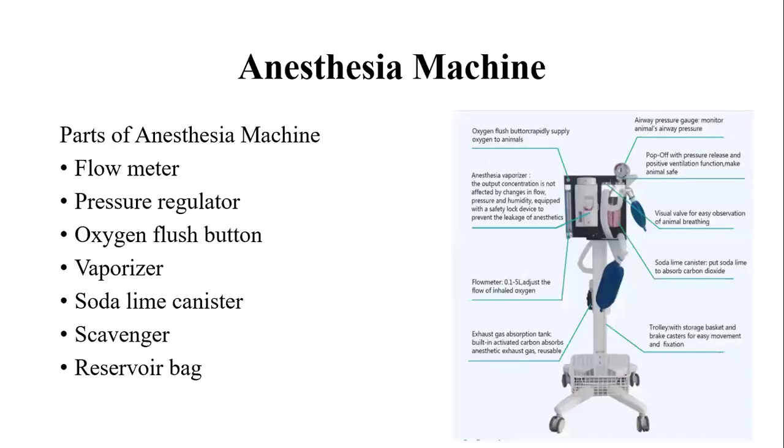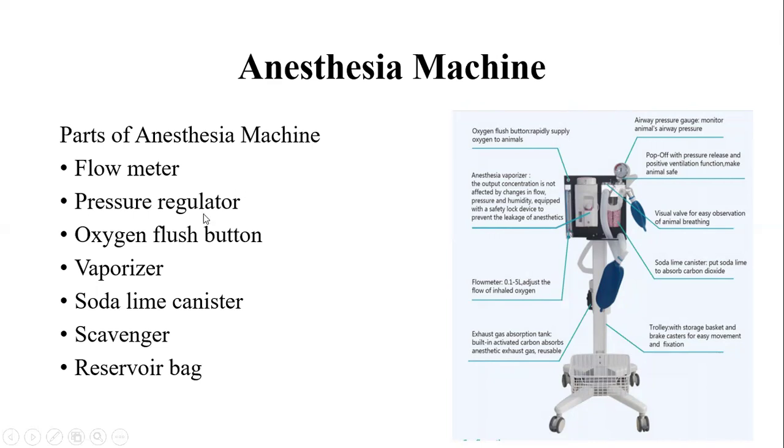Then, doctors, I have put in some introduction to the anesthesia machine. I should not mention it here because it is a very simple topic, you can go through it by yourself. But for revision, I have listed the different parts of the anesthesia machine. The first part is the flow meter. The flow meter basically controls the amount of oxygen that is going to the patient.